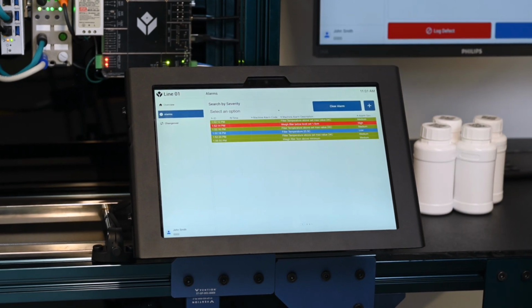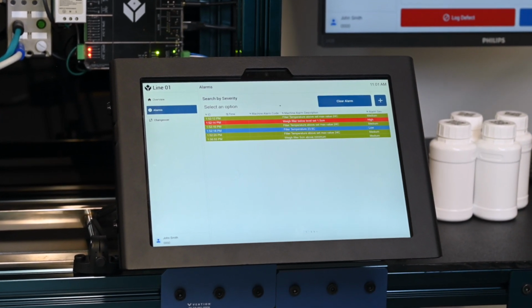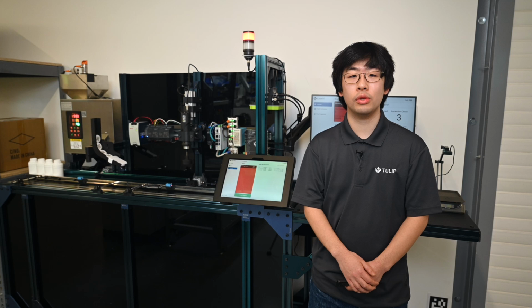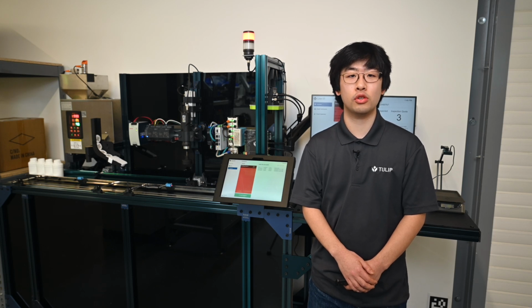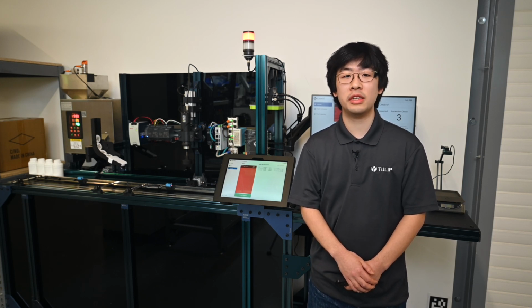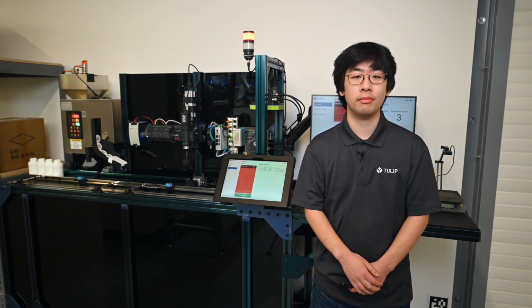If a parameter begins to drift outside of its normal operating range, Tulip logs the deviation automatically. Low and medium level alerts are recorded for trend analysis. But if a critical threshold is reached, Tulip immediately stops the line and notifies the supervisor, preventing minor issues from escalating into unplanned downtime. With Tulip, machine control, performance monitoring, and condition-based intervention all come together in one unified system.